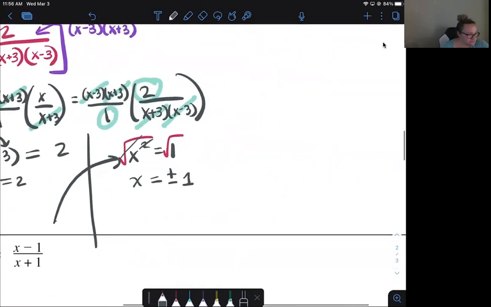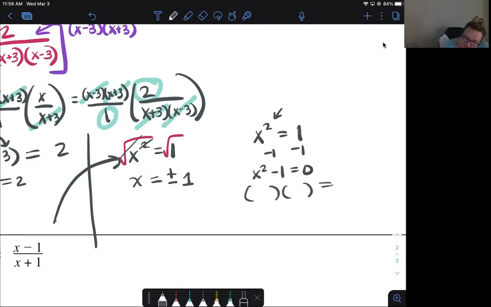The other way you could solve it is I recognize I have a degree 2 polynomial. It needs to be equal to 0 for me to solve it. So I subtract 1 from both sides. x squared minus 1 equals 0. It's a difference of squares. I can factor it: x plus 1 times x minus 1. This factor would get me negative 1. This factor would get me positive 1. So I have x equals positive and negative 1, which is the same answer I got before. So either way you solve it is fine.